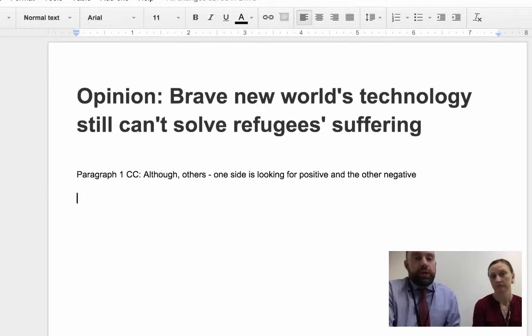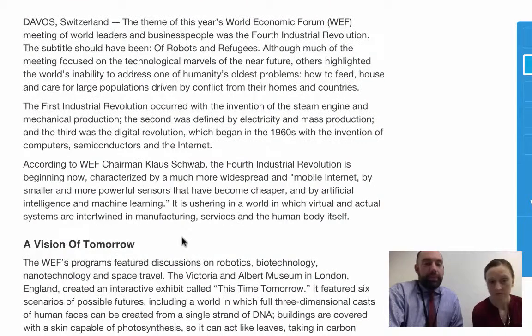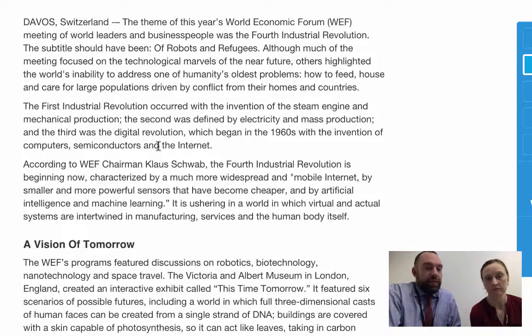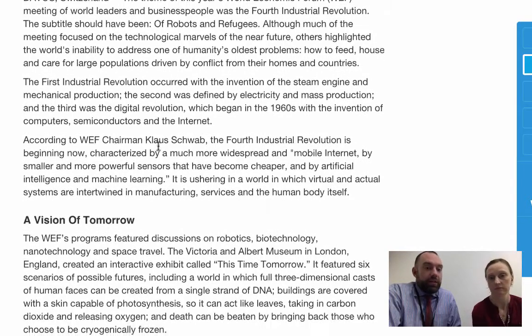All right, let's read another paragraph and try this out one more time. The first industrial revolution occurred with the invention of the steam engine and mechanical production. The second was defined by electricity and mass production. The third was the digital revolution, which began in the 1960s with the invention of computers, semiconductors, and the internet.